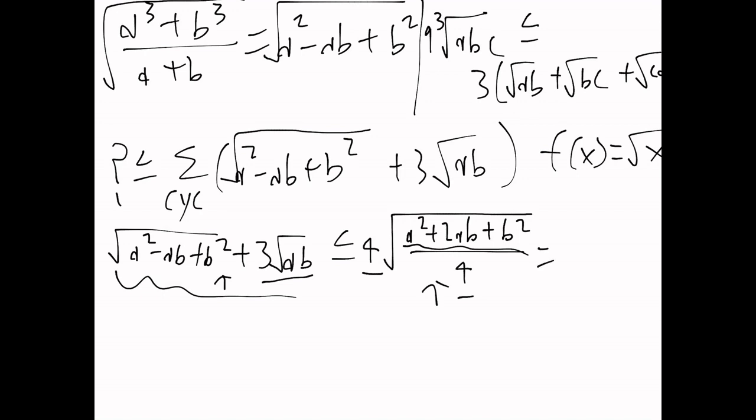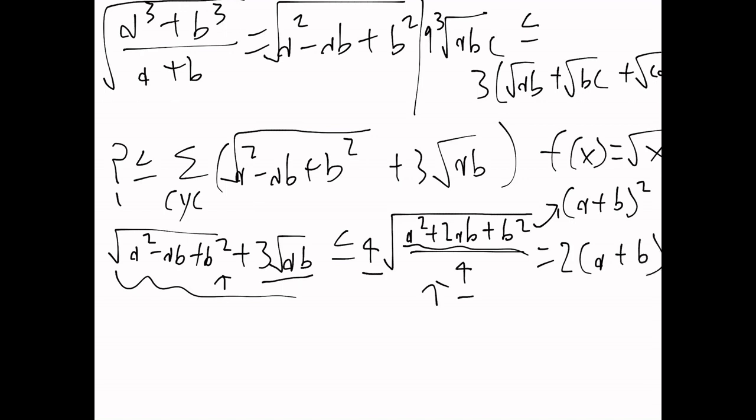And we can factor that together. Notice that a squared plus 2ab plus b squared is equal to (a plus b) all squared. And so really, when we're all done with it, this is going to be equal to 2a plus b.